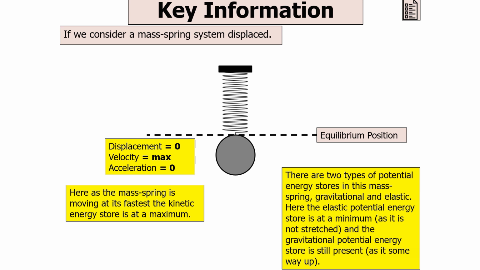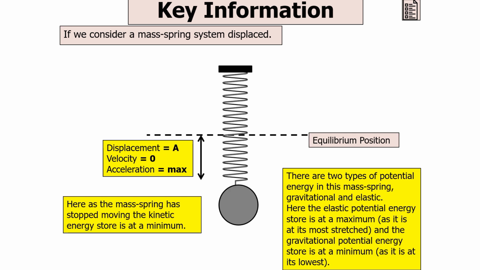So here our mass spring is moving at its fastest, and the kinetic energy store is at a maximum. Again, the elastic potential energy store is at a minimum, as it's not stretched, and the gravitational potential energy is still present, as it's some way up. Again, here, at this part of our cycle, we know the displacement is equal to A, the velocity is 0, and the acceleration is a maximum.